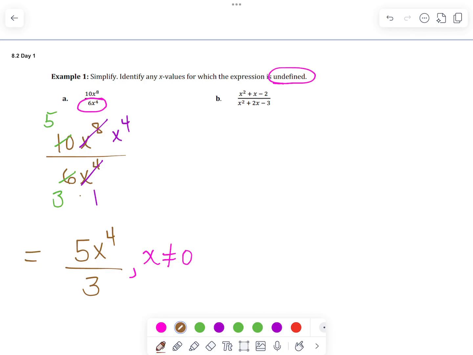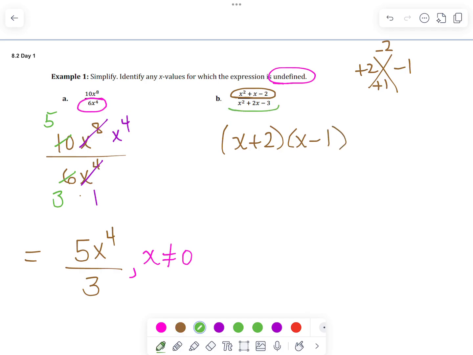All right, the second example, we have to factor it. So we have to factor the numerator first. We're going to use our diamond. What are the factors of negative 2 that add to positive 1? That would be positive 2 and negative 1. So the numerator will be x plus 2 and x minus 1.